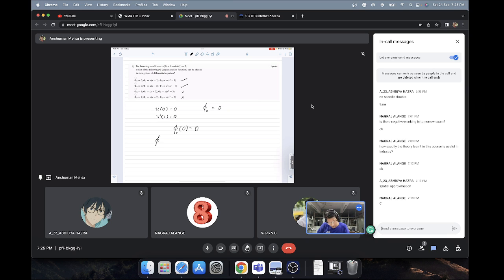Now phi 1, we have to find its derivative. For option A it's x squared minus 2x, and its derivative is 2x minus 2, and at 1 its value is 0. That's what we require. So this is true. We can also check for the next condition.